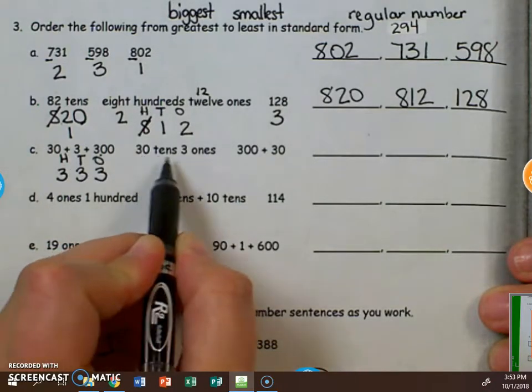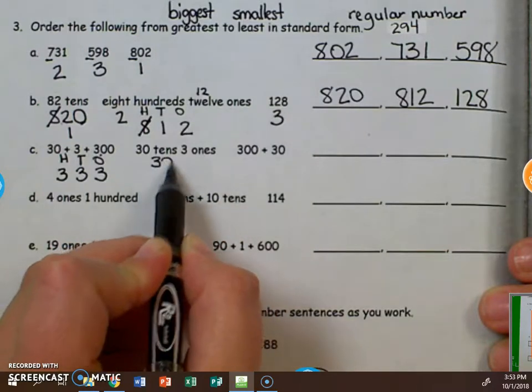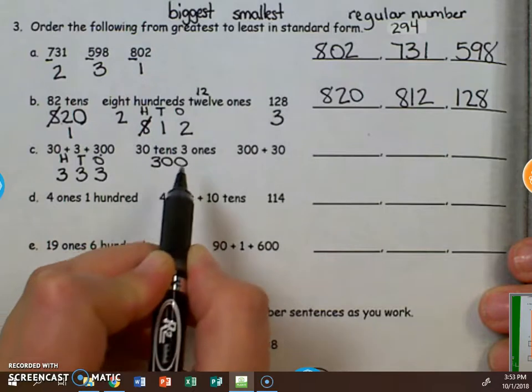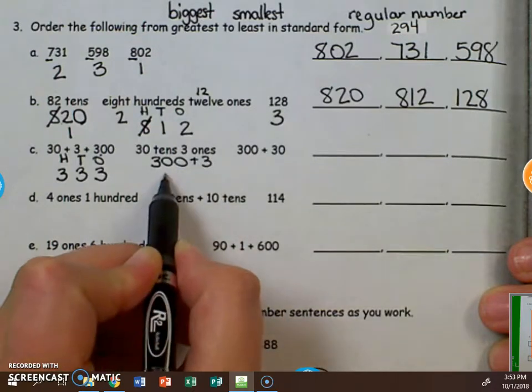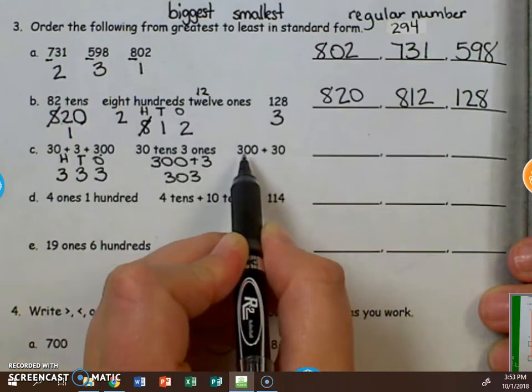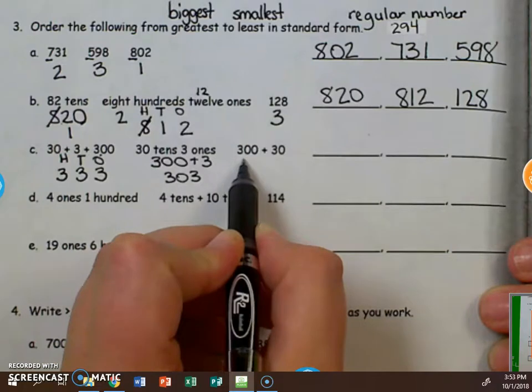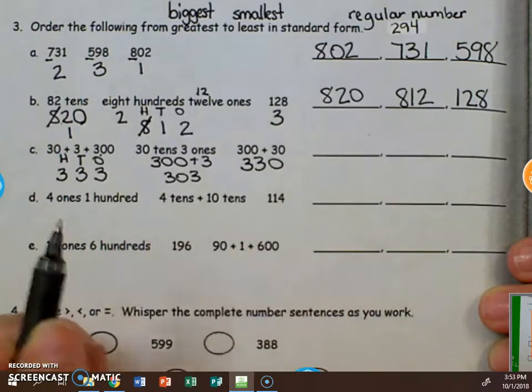Put a 3 in the ones place. Over here, we have 30 tens and 3 ones. Once again, we know that 30 tens is the same as 300. And then we need to add in 3 ones. 303. Finally, we have 300 plus 30. We know this needs to go in the hundreds place and to drop the 30 behind.